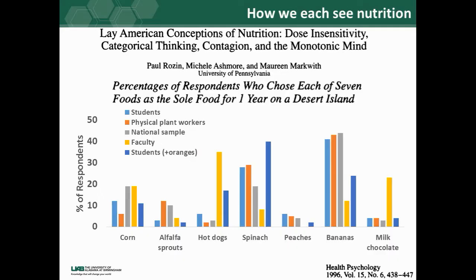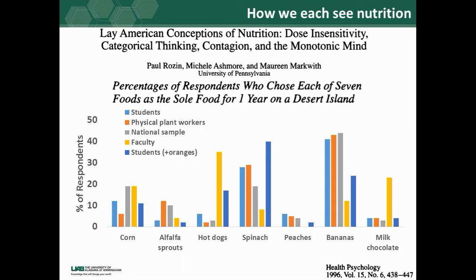And, in fact, that is one of the two answers that Rozin and colleagues had thought would be one of the best foods of the options here. Probably not the best of all options, but when they asked students, physical plant workers, a national sample, faculty, and students, they also asked students saying that they would have oranges because some of the students were concerned about vitamin C, so they just gave another group of students that question. But you can see a lot of people had voted for things like spinach. And it's not likely that you'd be able to get enough calories from spinach over the course of a year.